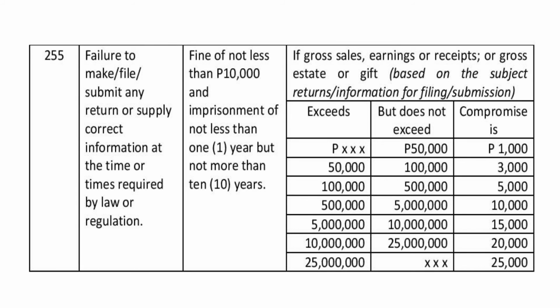If the gross sales, earnings, or receipts, or gross estate or gift based on the subject returns or information for filing submission exceeds 50,000, the compromise is 1,000. 50,000 to 100,000, the compromise is 3,000. Gross sales is what we are talking about here, gross sales. 100,000 to 500,000, the penalty is 5,000. 500,000 to 5 million, 10,000 penalties. 5 million to 10 million, 15,000 penalties. 10 million to 25 million, 20,000. 25 million and above, 25,000 penalties.